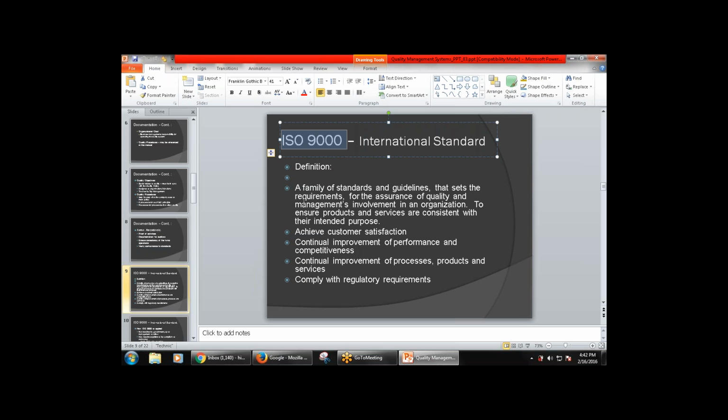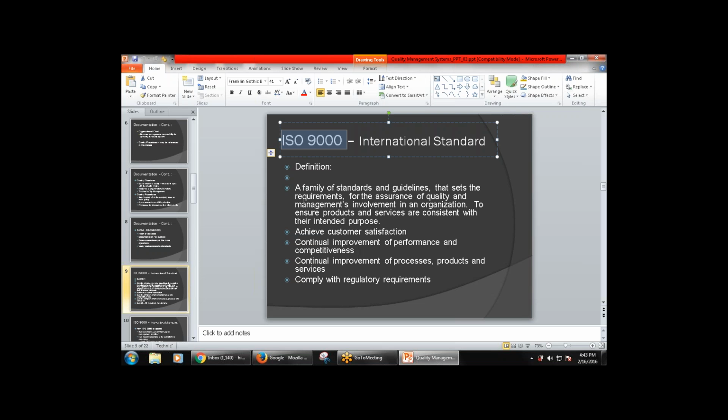That is, there should be proper management involvement and quality involvement in the organization, and to ensure the products and the services are consistent with their intended process. So whatever the process, whatever the task, whatever the main goal, every product and service must be consistent with the intended purpose.